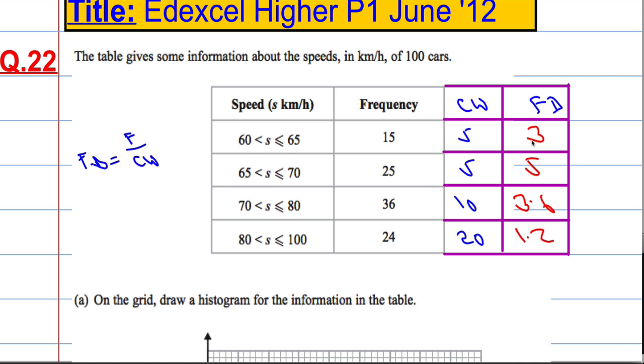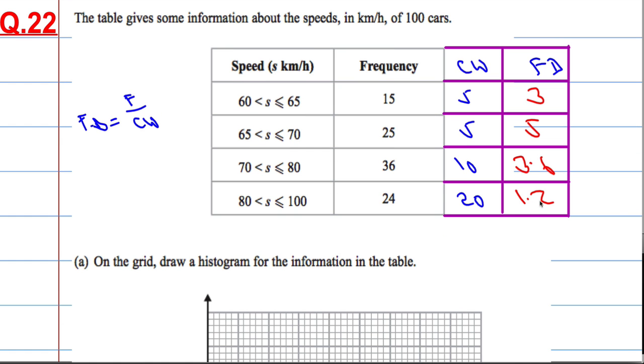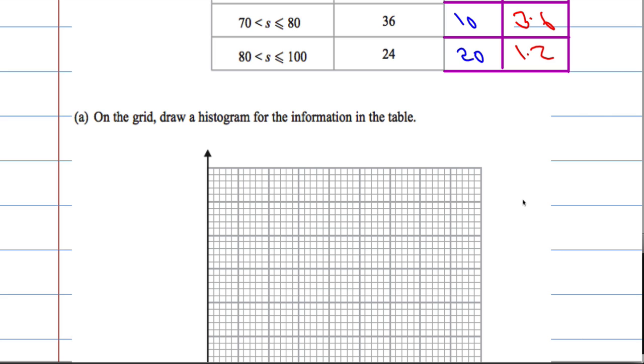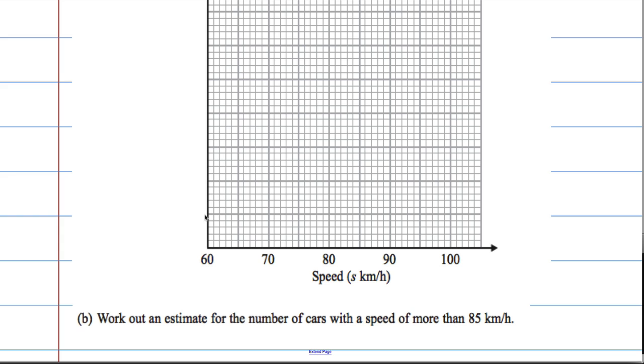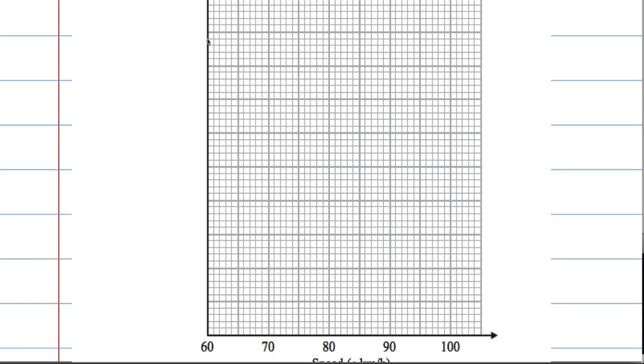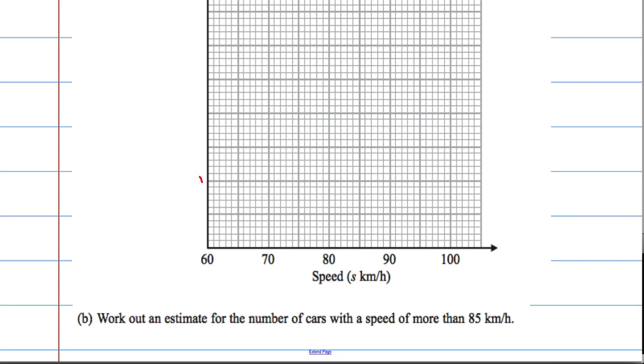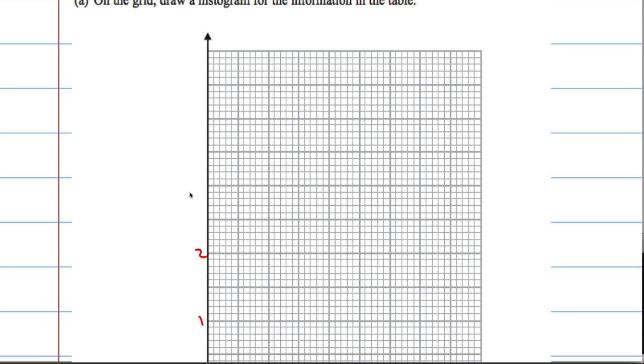Okay, so we're going to need to go up as far as 5, and we're going to want some decimal places along the way. So let's say we were to go 1, 2, 3, 4, 5. Good. And this is the frequency density. Frequency density goes here.